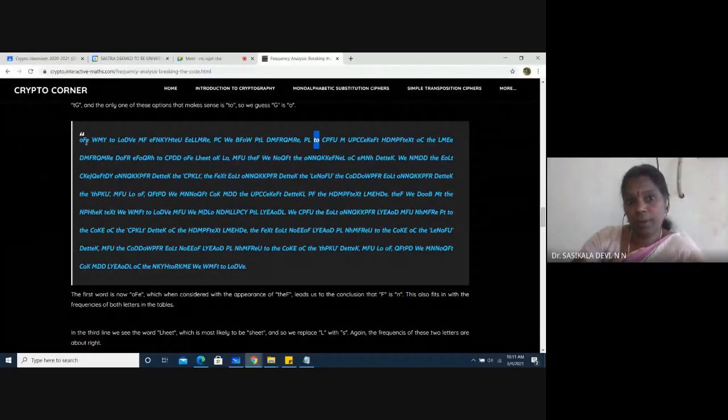If you replace F by N, it is common for all. Here THE is followed by F. The most common four-letter word is then, or they. Both are possible. It is just trial and error, also a probabilistic approach. So F is to be replaced by N, and all the occurrences of F are replaced, because so many F's are available, so those F's are to be replaced by N.